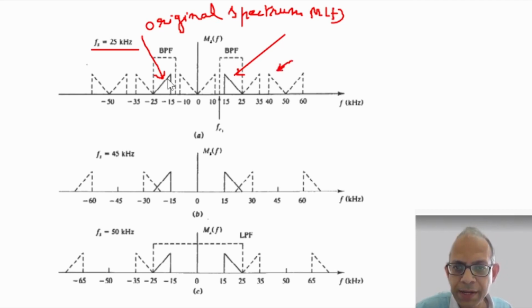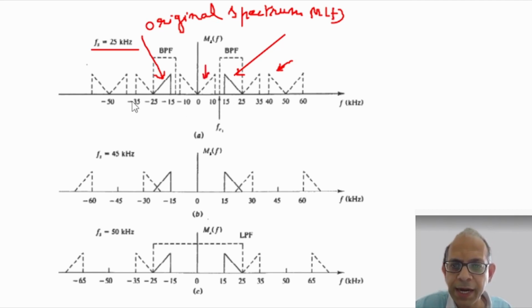Similarly, if we look at this part with respect to 0, it is from minus 15 to minus 25. So with respect to 25, it will be from 25 minus 15 to 25 minus 25. So 25 minus 15 is 10 and 25 minus 25 is 0. So we get this copy, this one.